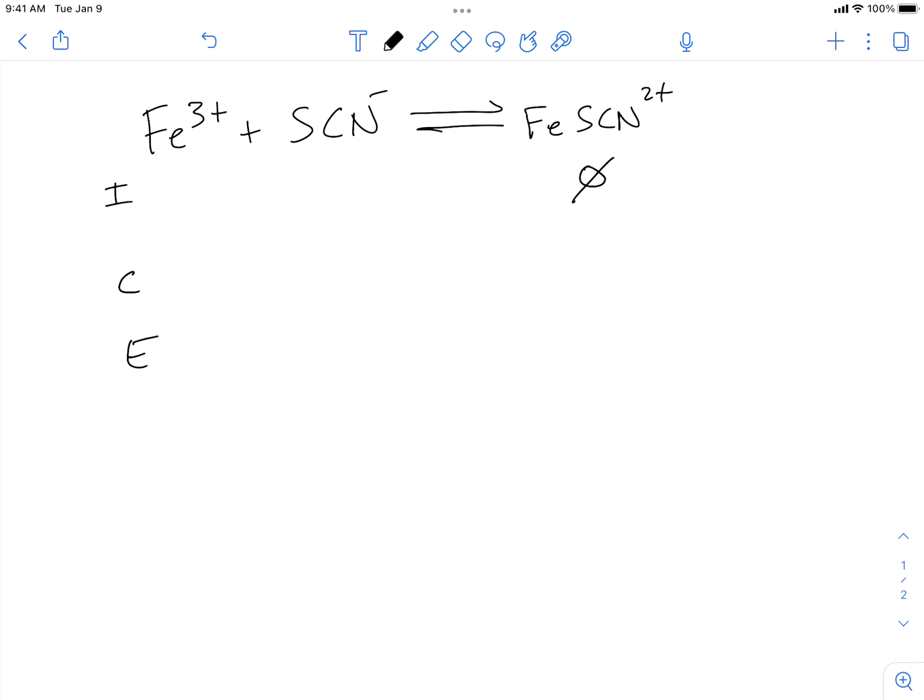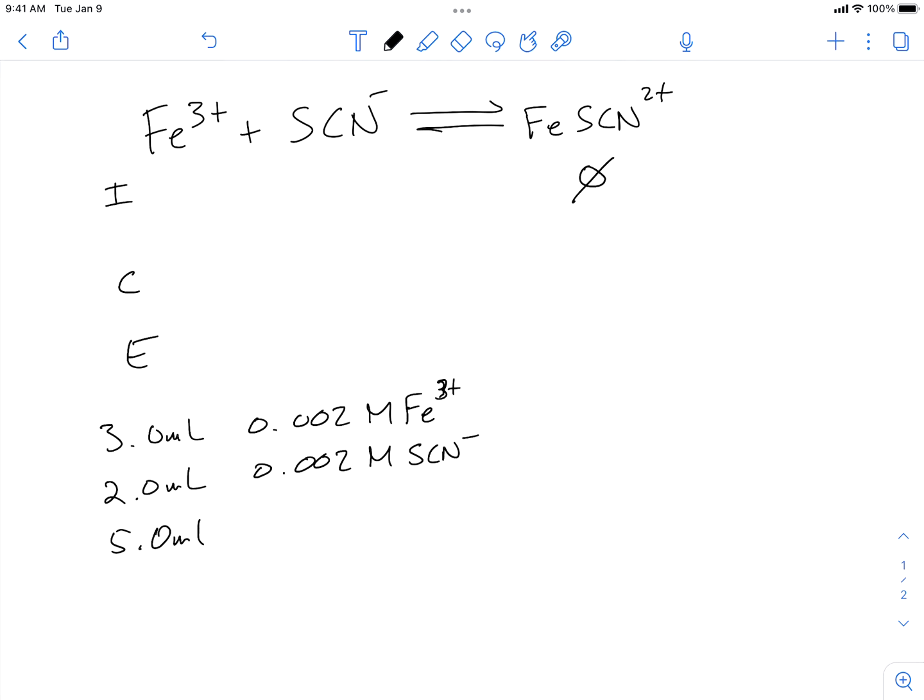Initially, we don't have any of our complex, but we can figure out how much of our iron and thiocyanate we have. For this particular solution, we used 3 milliliters of a 0.002 molar iron solution. We mixed that with 2 milliliters of a 0.002 molar thiocyanate solution, and we also added 5 milliliters of water. The water is important so we know what our total volume is.